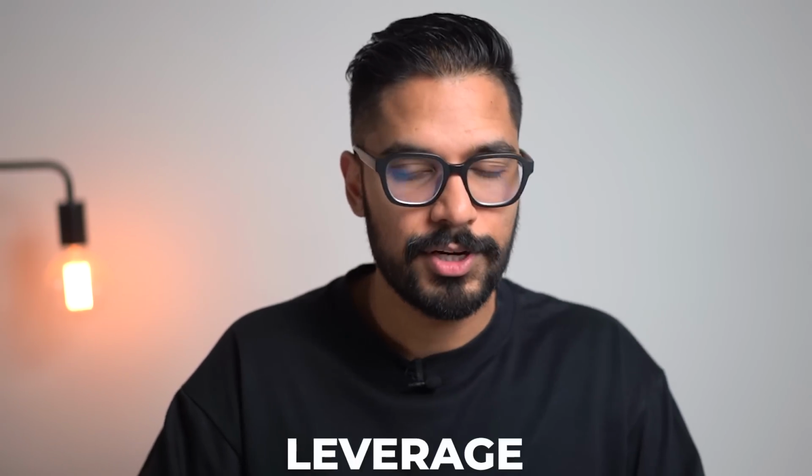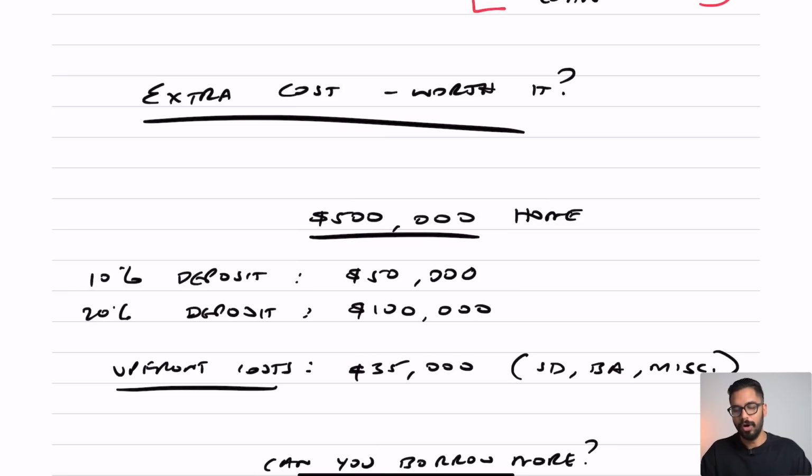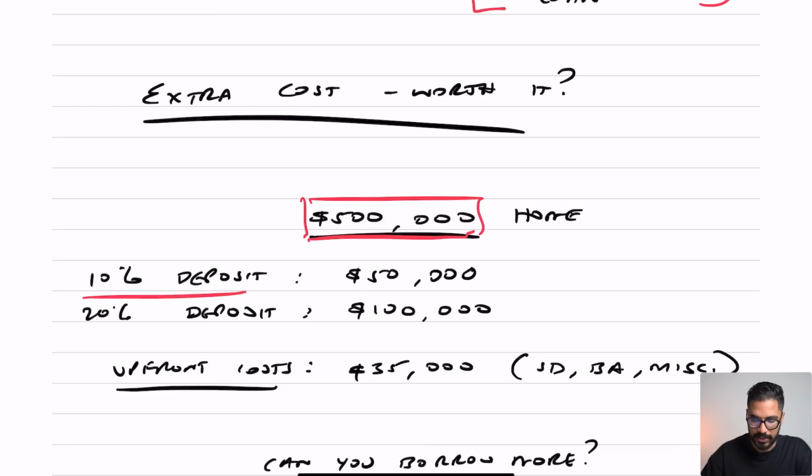But if you're being held back from entering the property market because you want to avoid LMI, I think as we go through this video, you're going to realize the importance of leverage and being in the market for longer periods of time. So let's figure out if it's actually worth the extra cost. So the example we're going to use here is for a $500,000 home. Now, if you use a 10% deposit, that would be $50,000. But if you use a 20% deposit, it would be $100,000.